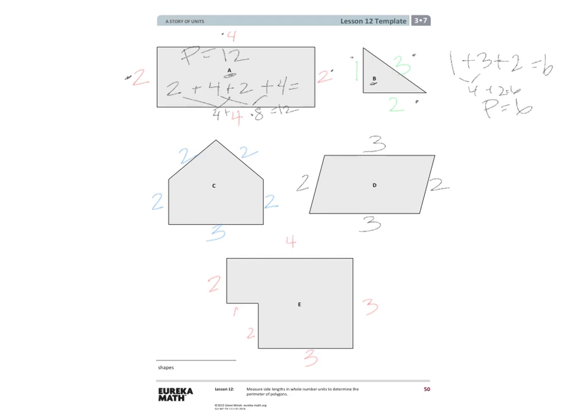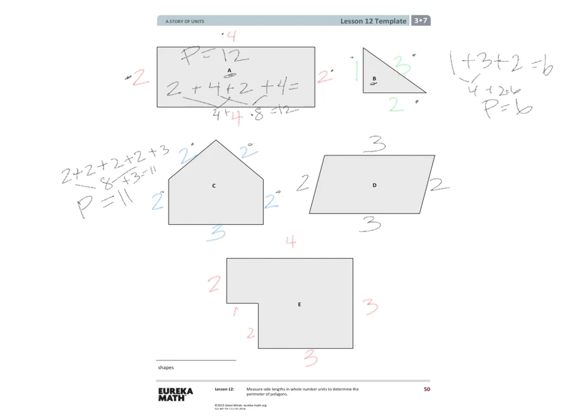And next I have shape C, so I'm going to add 2 plus 2 plus 2 plus 2 plus 3. I'm going to have 4 2s, so 2 plus 2 plus 2 plus 2. I used up my 4 2s. Plus 3. So I know I have 1, 2, 3, 4 2s, so 4 times 2 is equal to 8. Plus 3 more equals 11. So here, my perimeter is equal to 11.